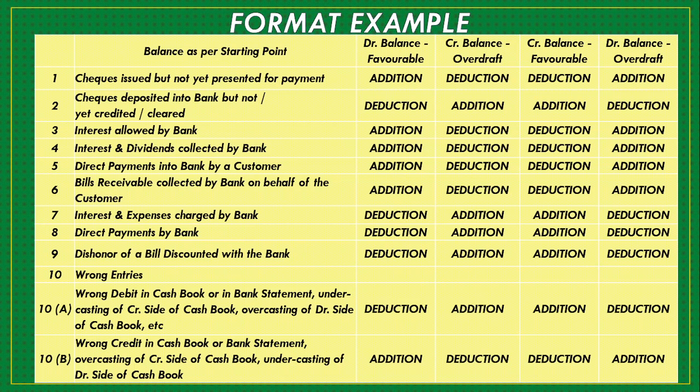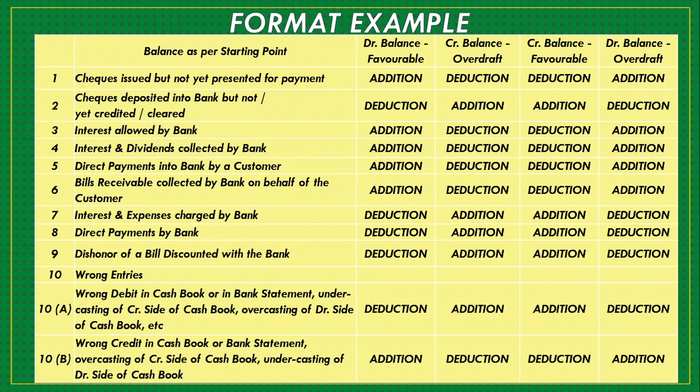Number 6, bills receivable collected by bank on behalf of the customer. If your starting point is debit balance favorable, it will be addition, and if it is a credit balance overdraft as a starting point, it will be deduction. Credit balance favorable as the starting point will be deduction, and debit balance overdraft, it will be addition if you're taking it as a starting point.